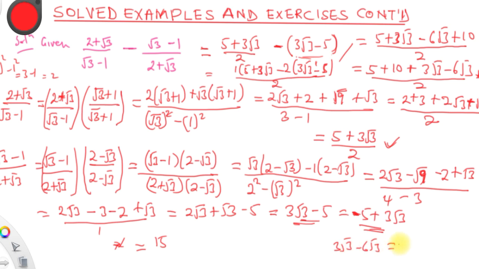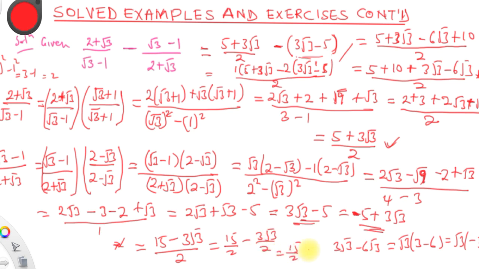You can factorize square root of 3 out, and you get 3 minus 6, which equals square root of 3 times negative 3. So negative 3 times root 3, negative 3 root 3, all over 2 as your answer, which can be written as 15 over 2 minus 3 root 3 all over 2. Which is the same as 15 over 2 minus 3 over 2 root 3 as your answer.